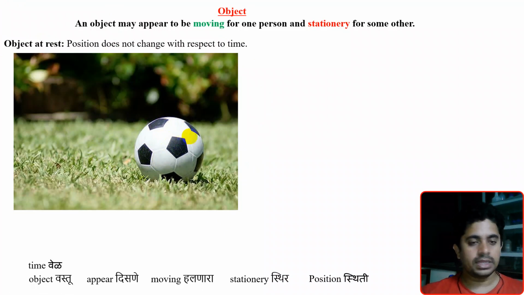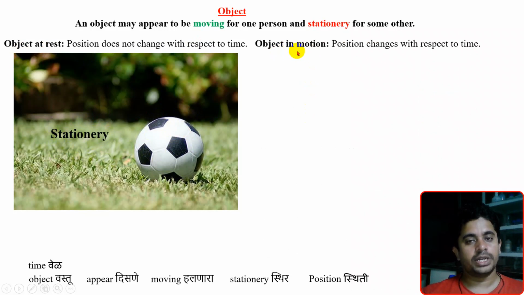Now again at 10:30 I have seen the ball is at the same position. After half an hour I have seen the position again, and the ball is still at the same position, it has not moved at all. So what does it mean? The position of the ball, irrespective of the time, has not changed, then we can say the object is at rest or the object is stationary.